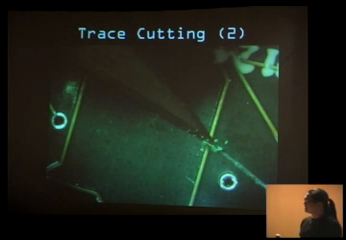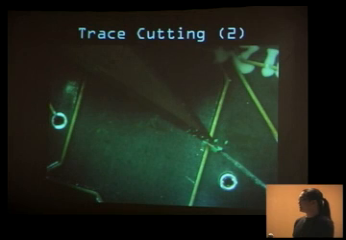And actually what's happening here, if you can see it, is the trace is delaminated from the circuit board. It's made a good, clean cut, delaminated off the circuit board. And actually, I messed up. I slipped.